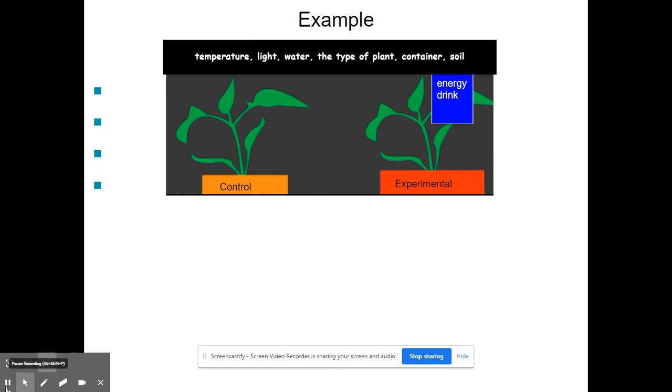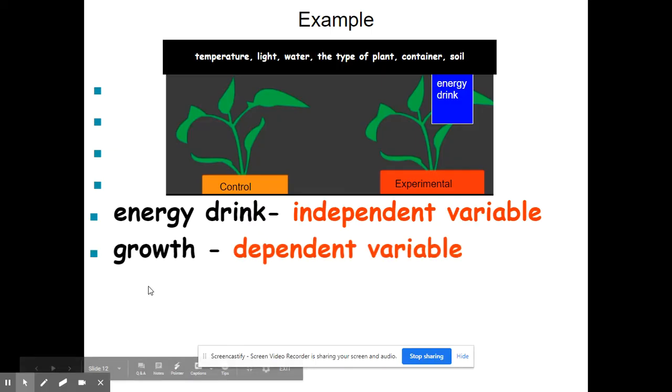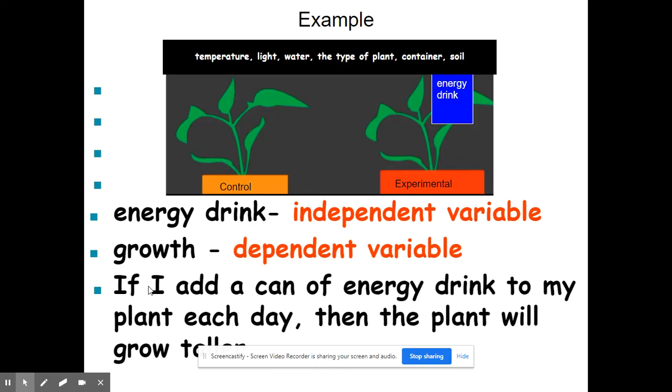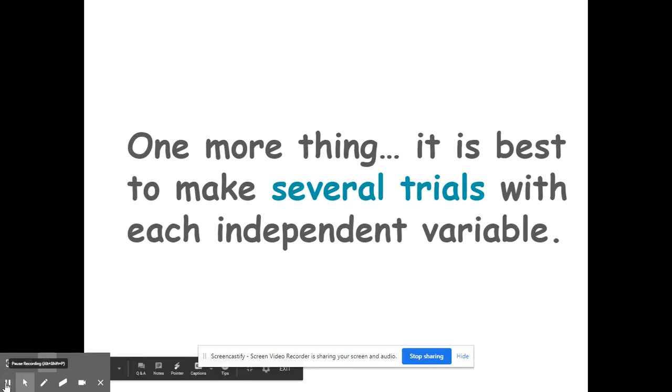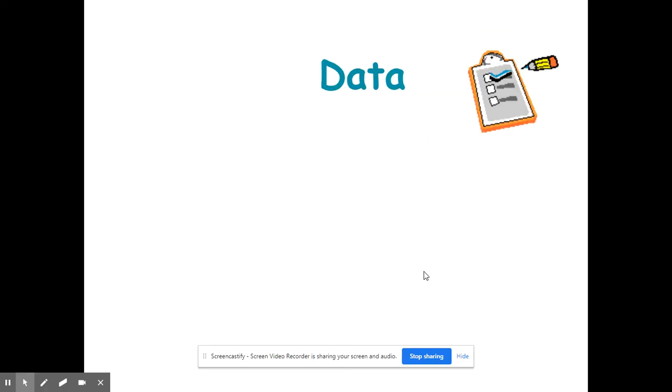So looking at our experiment, if we want to write a hypothesis, we can look at our independent variable and our dependent variable. Remember, we want to phrase it in the form of an if-then statement. And we could say, if I add a can of energy drink to my plant each day, then the plant will grow taller. Remember, we would want to have several trials in order to make sure that we did, in fact, get our results as a result of the energy drink and not just due to chance. And remember, we have those two groups, the control and the experimental group, with only one variable, the energy drink.